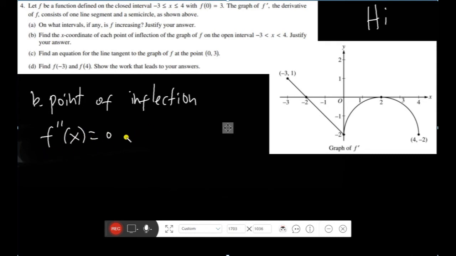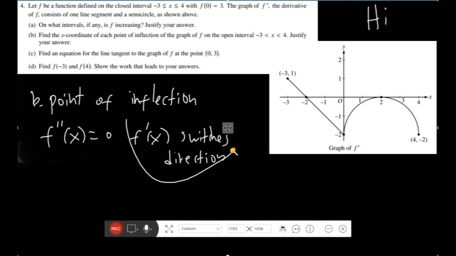And we also know that f prime of x switches direction. That's the key to solving this question. F prime of x switches direction at points of inflection. Okay? So now we'll just go here and identify all times where it switches direction. And make sure, we're talking about switching direction, not switching sign. So we're saying like when it goes from decreasing to increasing or increasing to decreasing.